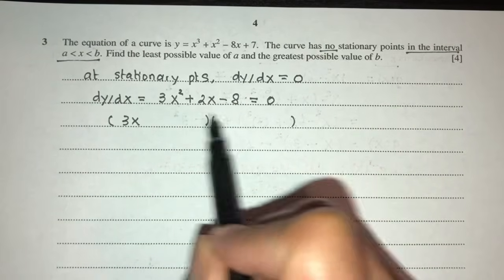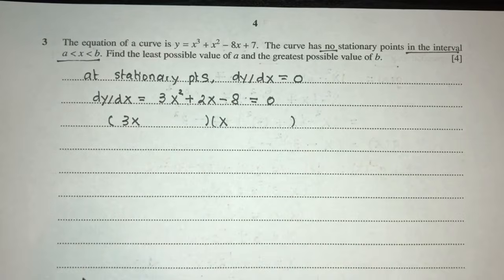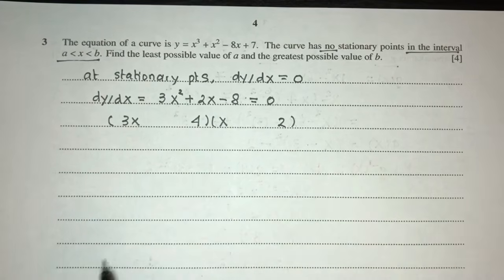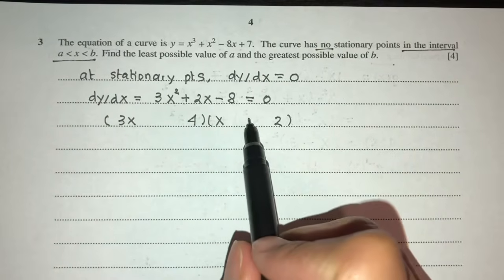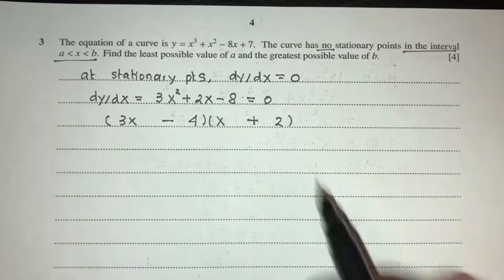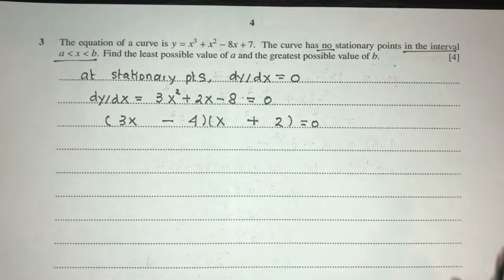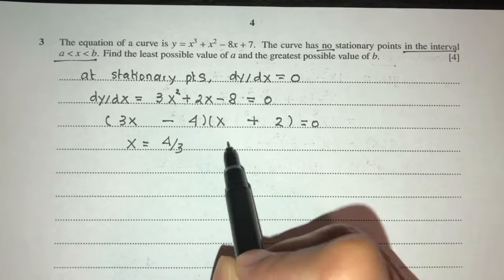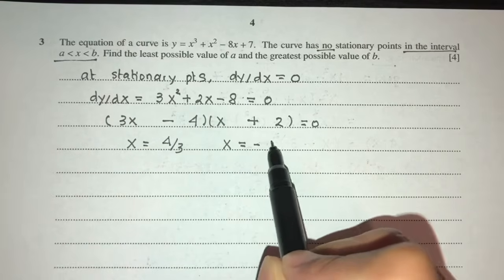That will be 3x times x, and 8 is what? 8 is 4 times 2. So we have 2 here, and we have 4 here. To get plus 2, we have to have plus 6 minus 4. So x can be 4 over 3, and x can be minus 2.